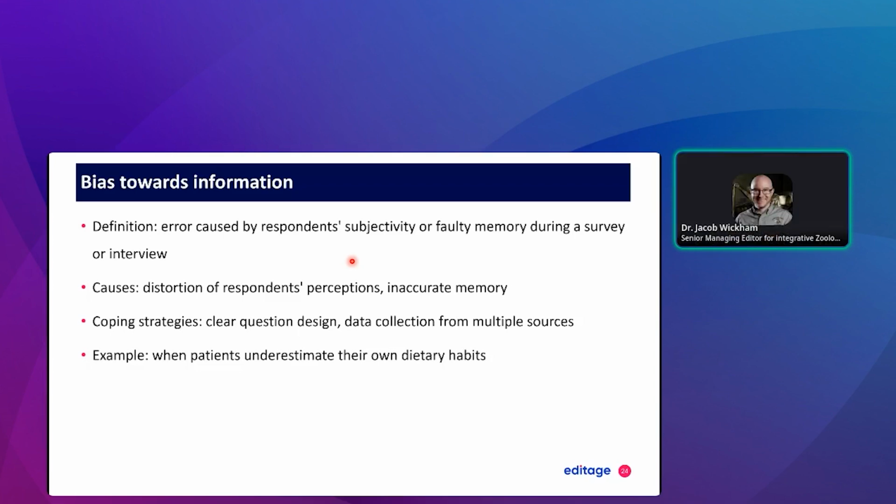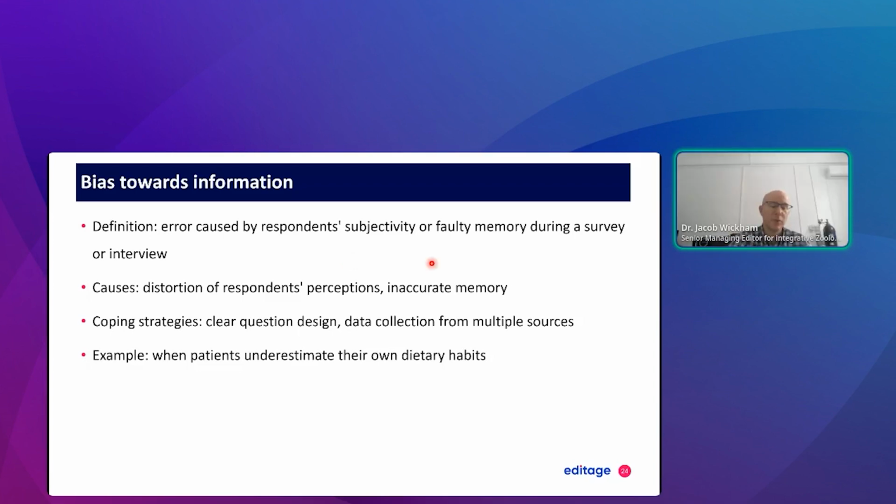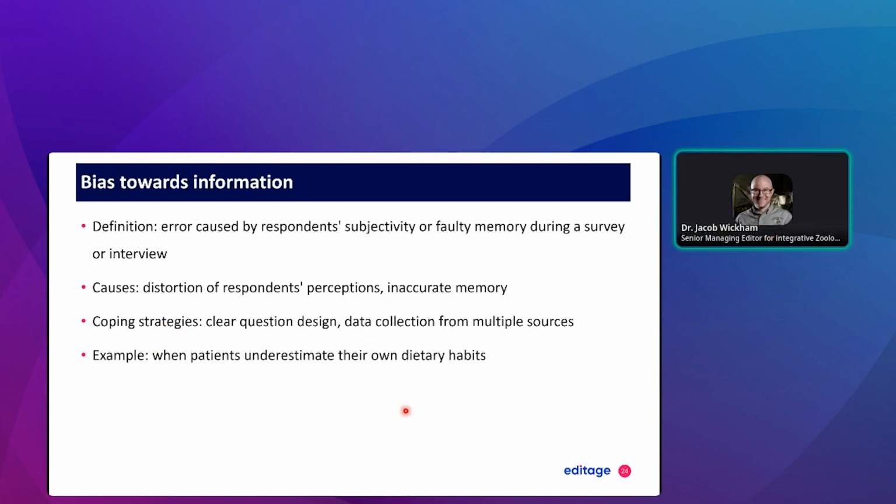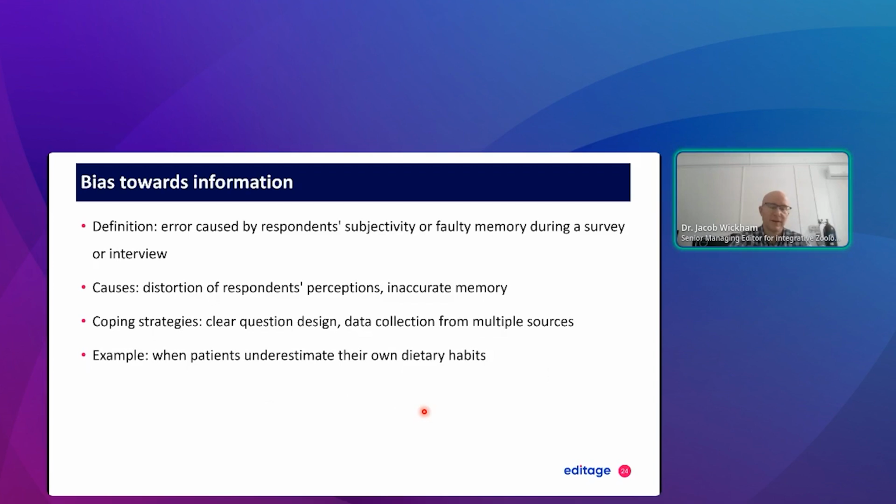So to reduce this type of bias, it's very important to ask clear and concise questions. So you want to have a clear question design and also collect data from multiple sources if possible. And you can use objective data sources, for example, medical records. In addition, data validation and cross-validation can also help. For example, a patient may underestimate their own dietary habits and answer questions that make them look more favorable than their real experiences.